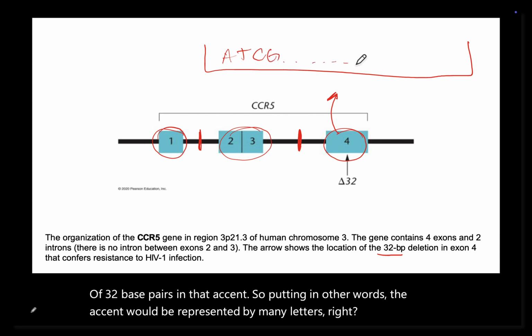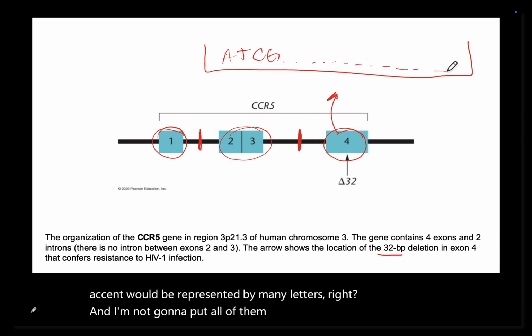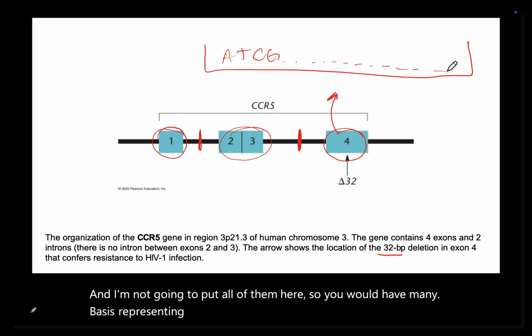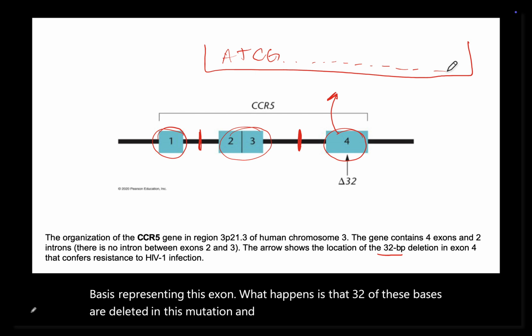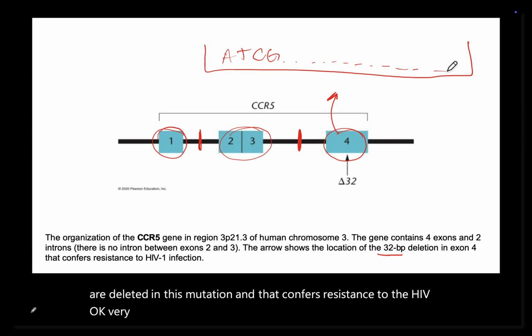And I'm not going to put all of them here. So you would have many bases representing this exon. What happens is that 32 of these bases are deleted in this mutation, and that confers resistance to the HIV. Okay? Very basic understanding of this mutation.